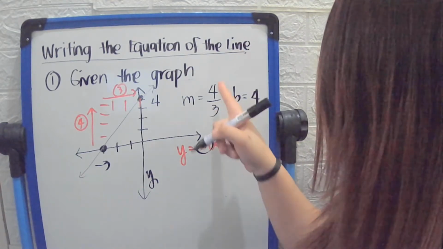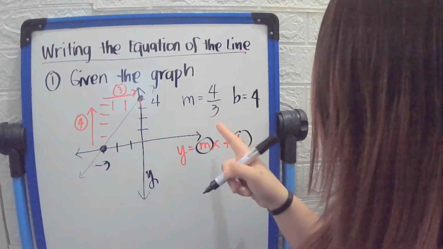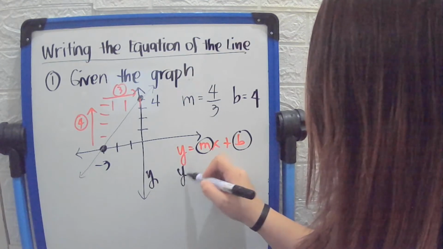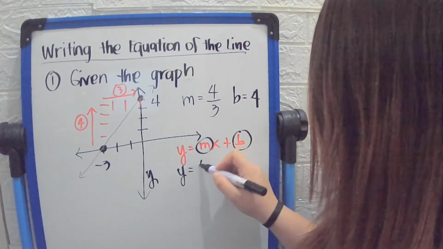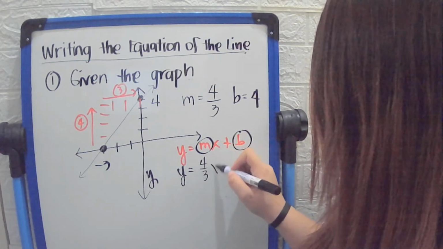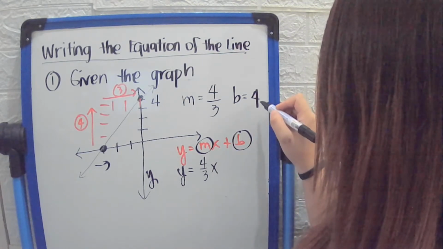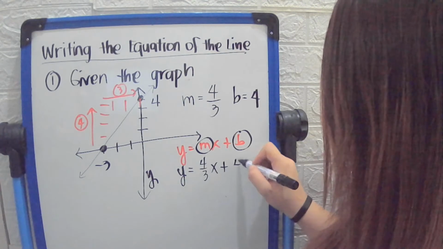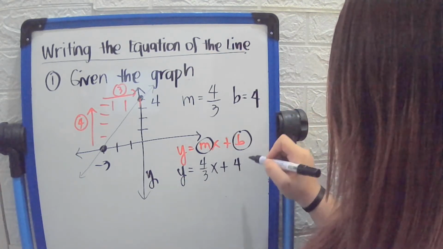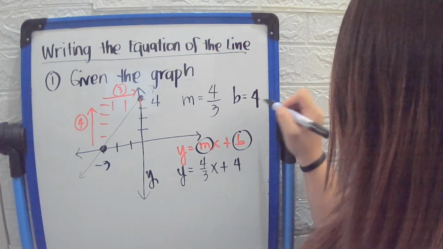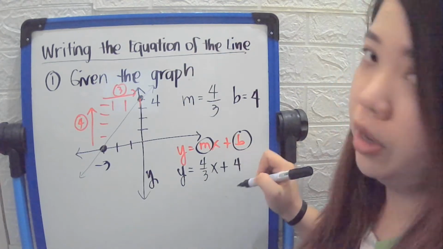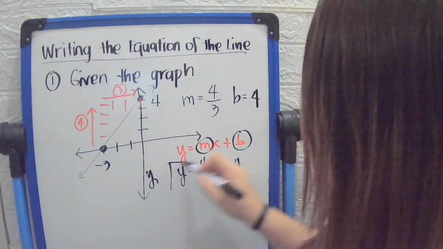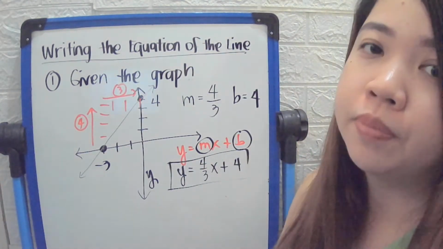So the value for m is 4 over 3. So that will be y is equal to 4 over 3, then copy x. Then, since your y-intercept is positive 4, you put plus 4, since your b is 4. Now, if your b here is -4, that will be -4. Okay, so this will be our equation of the line, given the graph.